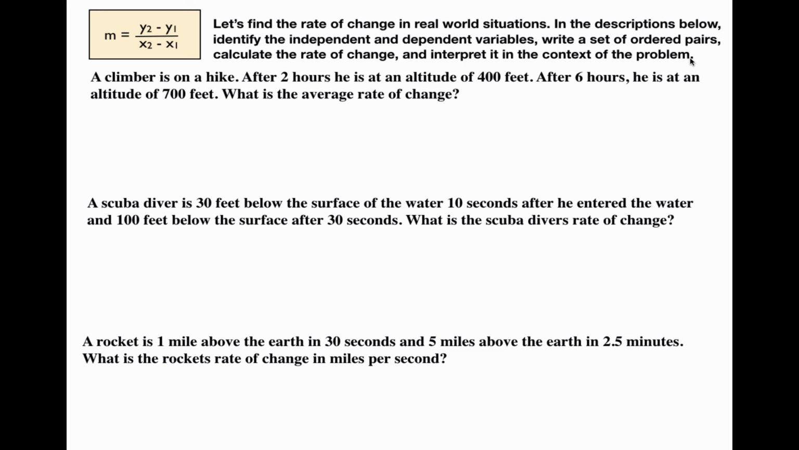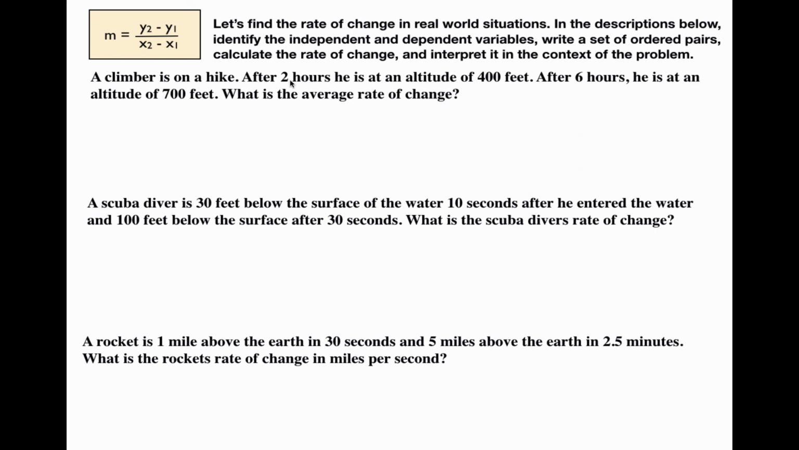Okay, a climber is on a hike. After 2 hours, he is at an altitude of 400 feet. After 6 hours, he is at an altitude of 700 feet. What is the average rate of change? So to begin our analysis, we're going to identify the independent and dependent variables. So what causes what? Does the altitude cause the amount of time that he's been climbing, or the more time he climbs, the greater altitude he reaches? So I would say the more time he climbs, the higher he's going to get.